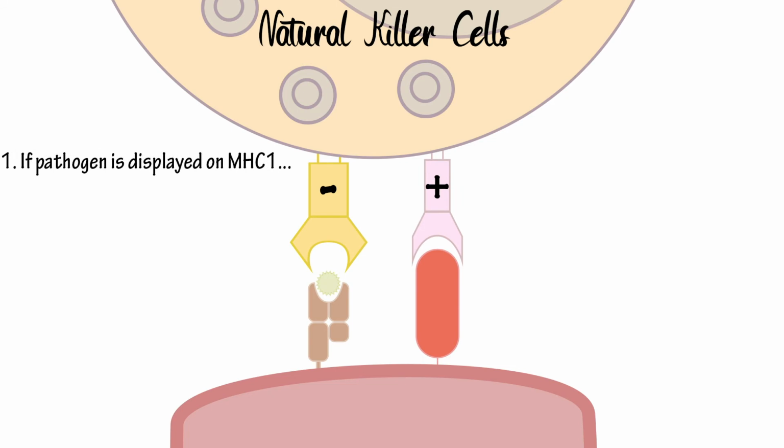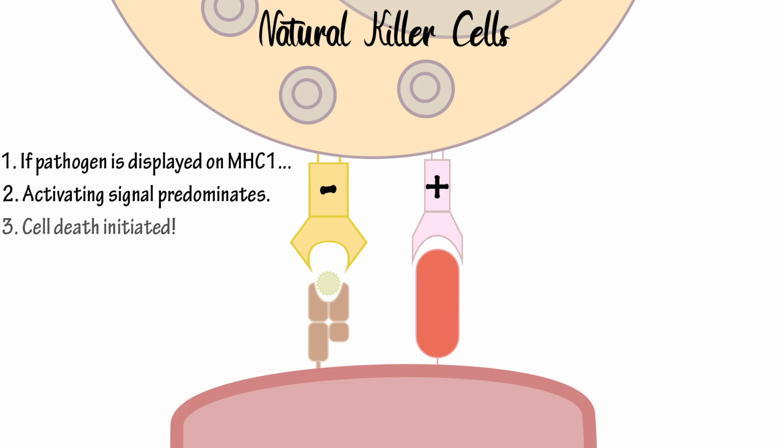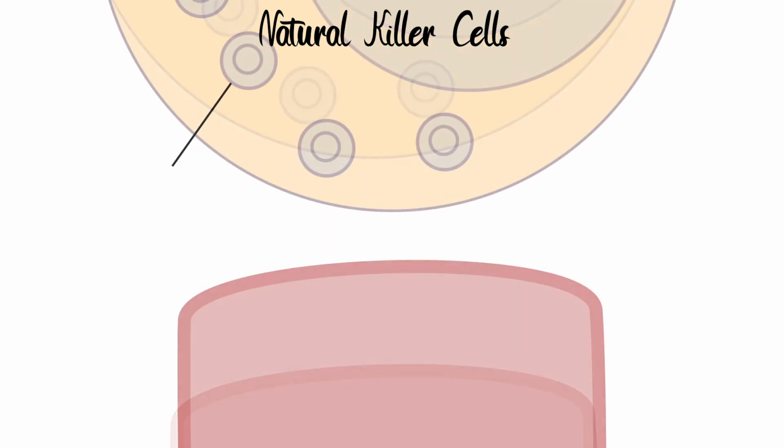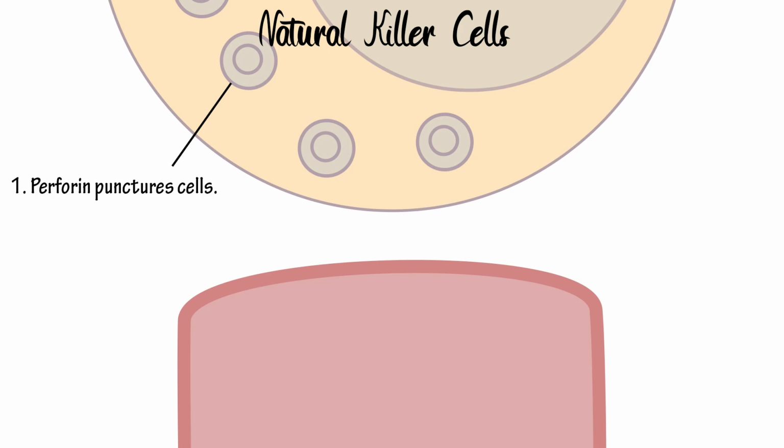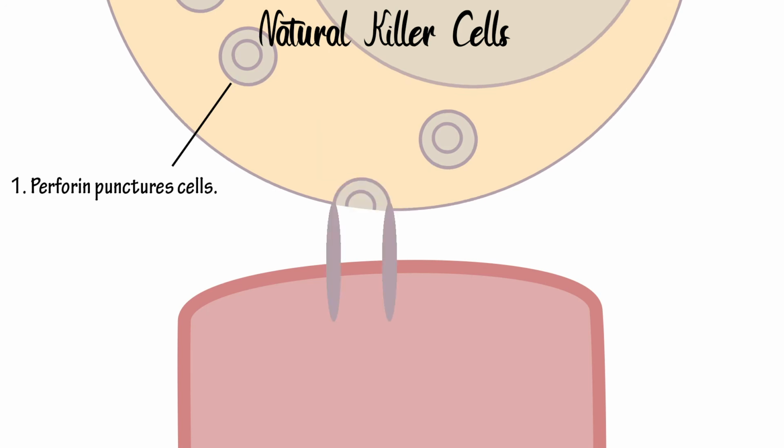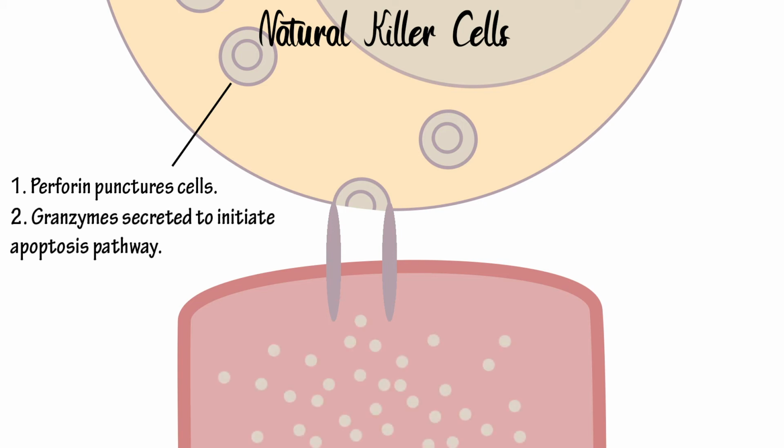But if the peptide is foreign, the inhibitory receptor notices that the presented peptide is not self. So there's no inhibitory signal, the activating signal predominates, and the natural killer cell initiates cell death. Now how does it do this? If we look at these circles, they have perforins, and as the name suggests, they perforate or puncture the cells. They also contain granzymes. They are secreted into the cell, which triggers apoptosis, which is cell death, leading to destruction of the infected cell.